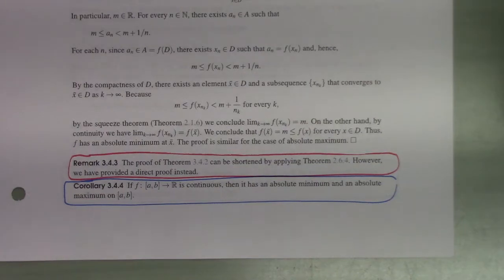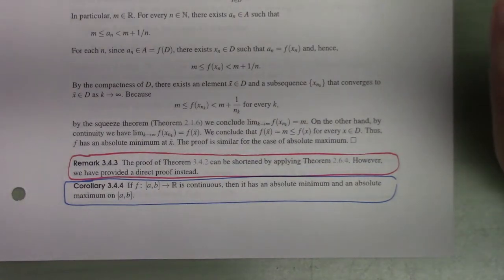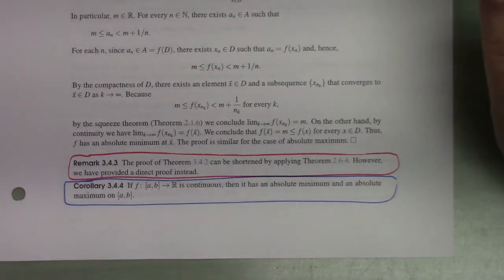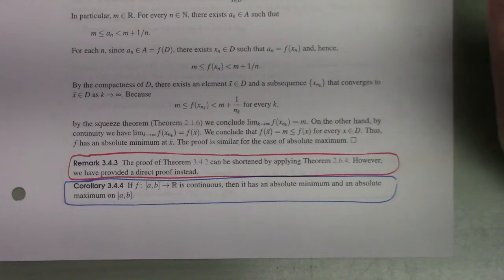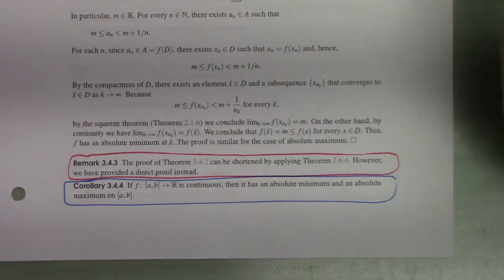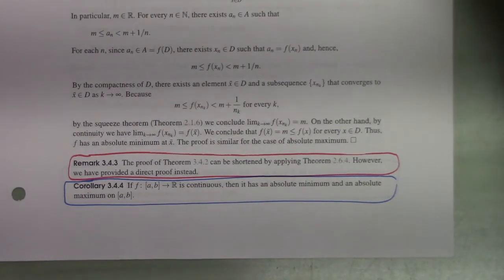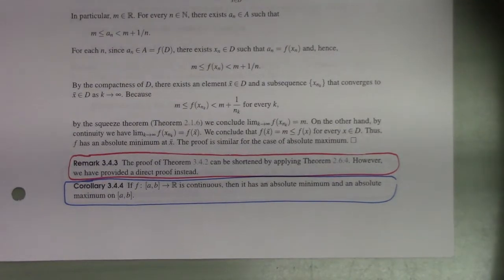There can be more than one point in the domain at which the maximum value is attained. There can be more than one point in the domain at which the minimum value is attained. But the absolute maximum value itself is unique. The absolute minimum value itself is unique. We could have different inputs which reach that same largest or smallest value.